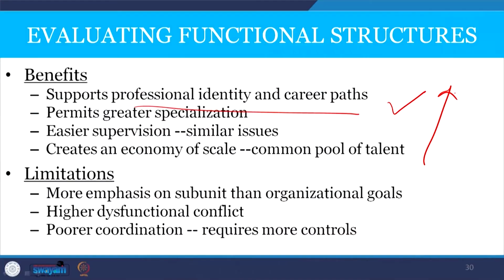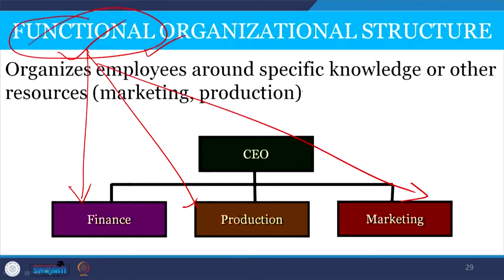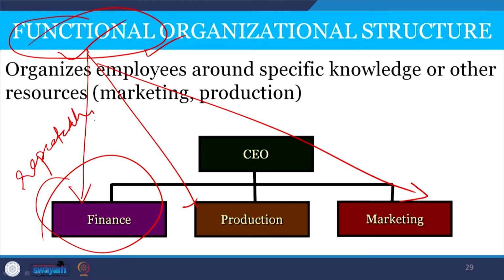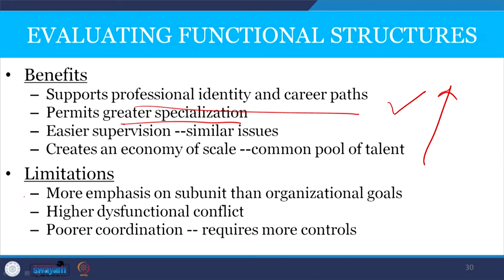What are the benefits and limitations? The benefits of functional structures are that it supports professional identity and career path, and permits greater specialization because people are working in the same division. So, they will be doing repeated tasks, working on similar responsibilities. Every day if a person keeps working on a similar nature of task, his performance improves, he is able to identify the flaws in the previous action and improve his performance.